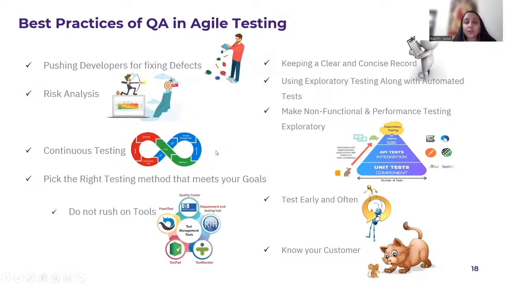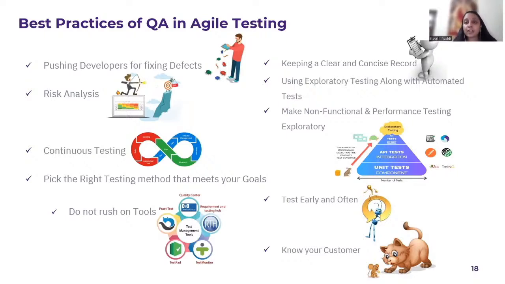Continuous testing. This is one of the important ones every QA should do, because of the dynamic nature of agile, we have to do continuous testing through automation. Pick the right testing methods that meet your goals. Do not rush for any tools. Do a proper POC before picking up any tool for your testing. And keep clear and concise records. I know documentation is not important, but make sure you have at least a checklist to ensure what has been tested and what has not been tested.